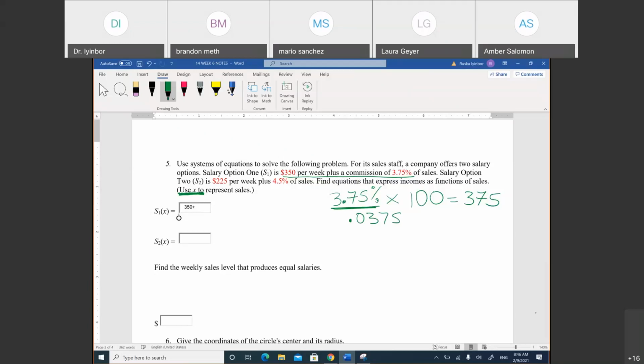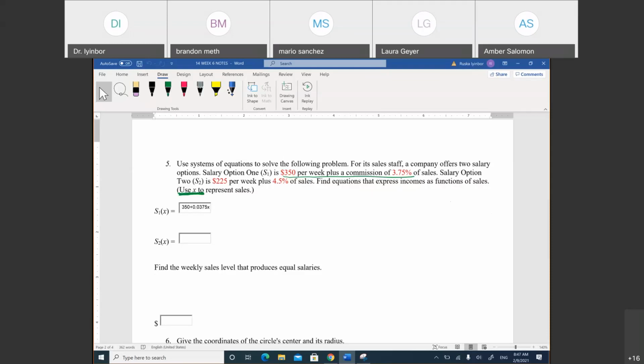0.0375. Because when you multiply by 100, what are you going to get? Exactly, 3.75. Yes. Okay, so what you need to do is change the percent to decimal and multiply by x. I'm going to delete this. Okay? So it's going to be 350 plus 0.0375x. So that's my equation.